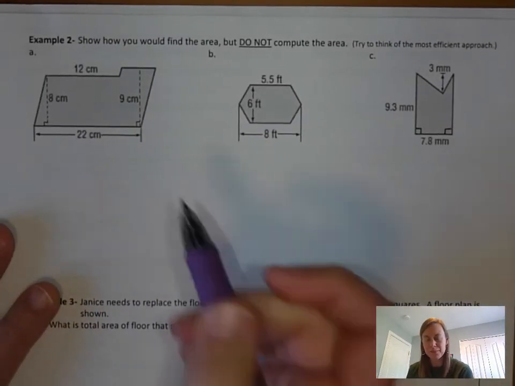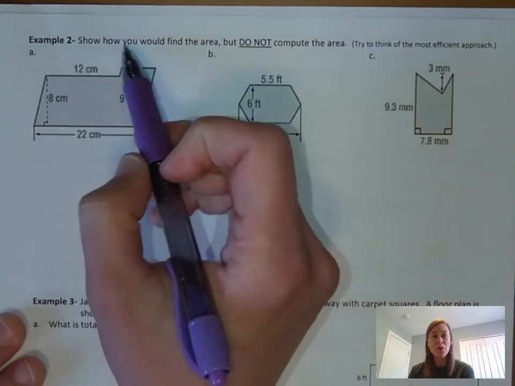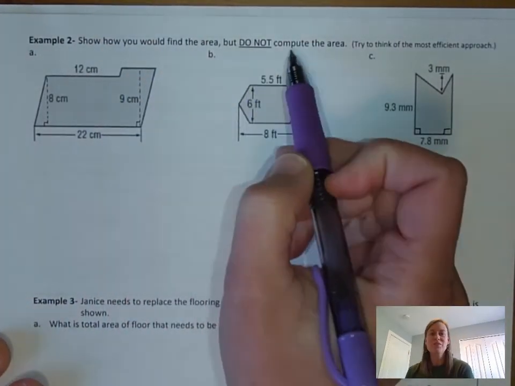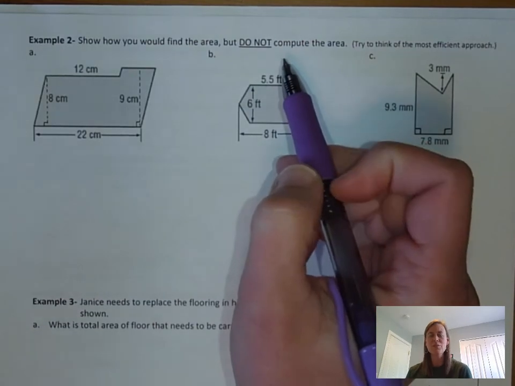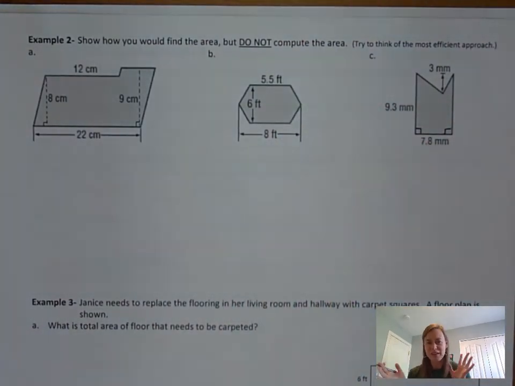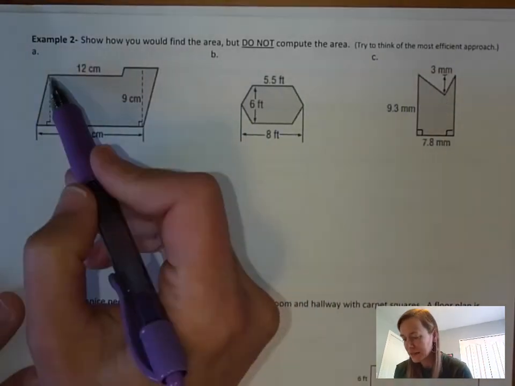Okay, so for example 2, let's read the instructions. It says show how you would find the area, but you don't have to compute it. So just think of the most efficient approach. So let's just talk through these and not worry about actually doing the math on them. Sound good? So look at this, and what are you seeing?